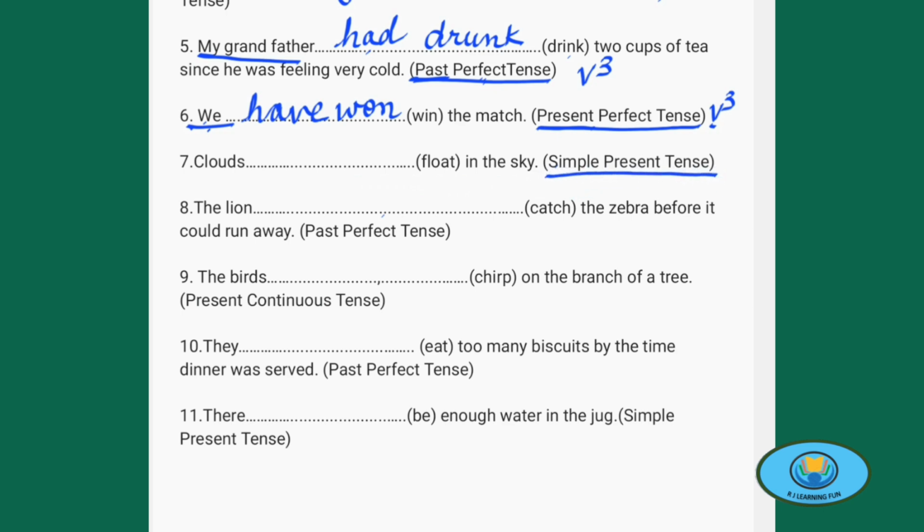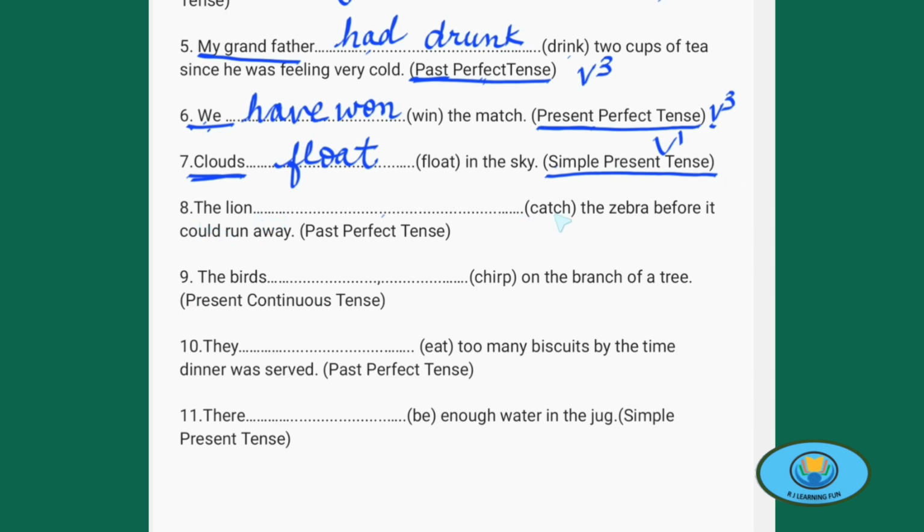Number 7, the clouds float in the sky. Simple present tense. We know that simple present means the first form of verb. But here we'll have to see whether the subject is singular or plural. Clouds are plural. That's why we'll use just the first form of verb, no S or ES. So simply, the clouds float in the sky. Simple first form of the verb with simple present tense.